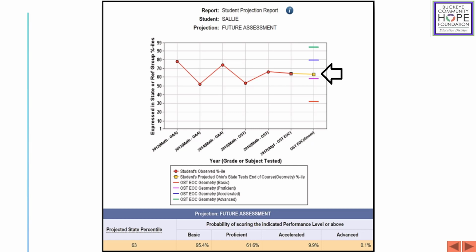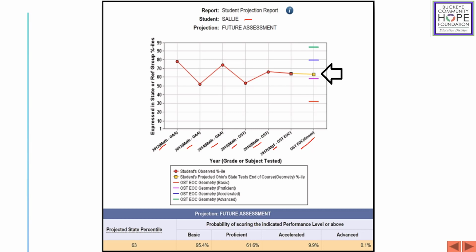Here we have a student named Sally, and Sally is in end of course geometry, and we know what Sally has done in her math tests going backwards in time. We have several years. We even have an algebra test in here. So we have several data points, as well as her English language arts and any science tests that she had taken. We have a really nice historical picture of what Sally has done.